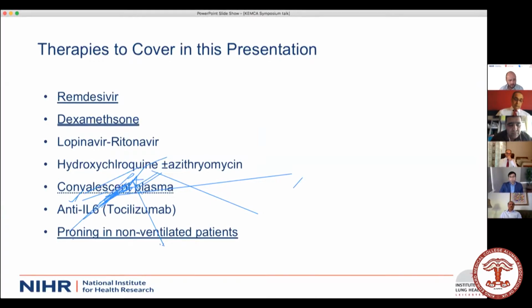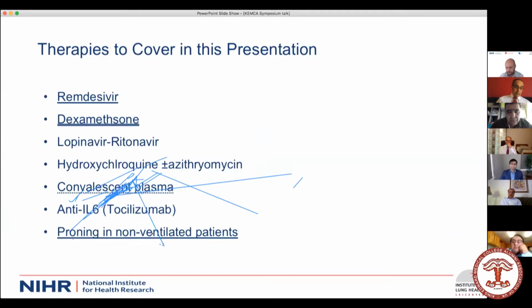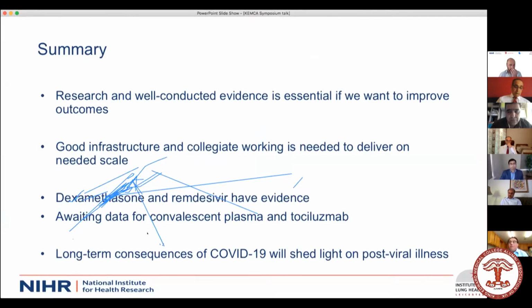And I think proning in non-ventilated patients is interesting. Again, I want to know what the long-term consequences are. Does it really prevent people going to ITU or not? So in summary, research and well-conducted evidence is really essential. We want to improve outcomes for patients, and the only way we can do that is to change our therapies.